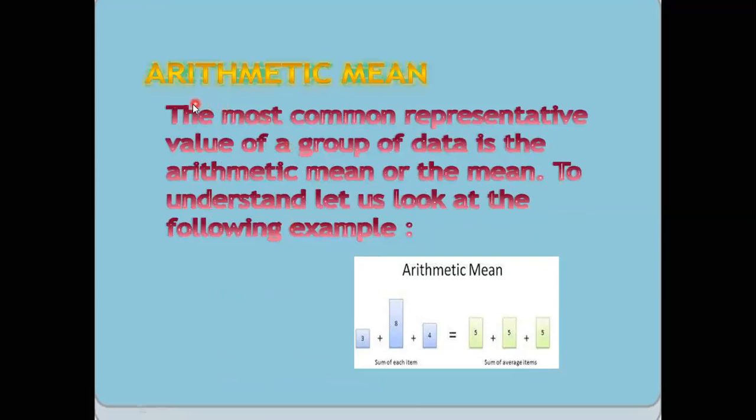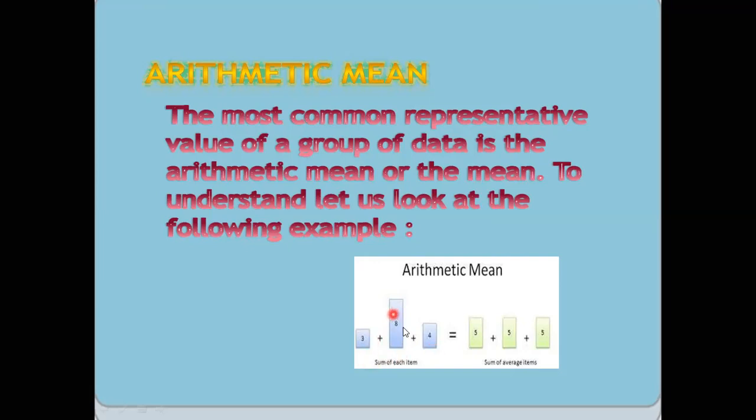This mean is also called the arithmetic mean. The most common representative value of a group of data is the arithmetic mean or the mean. To understand, let us look at the following example. This arithmetic mean we can simply say as mean also. See here one example they have given: 3, 8, 4.